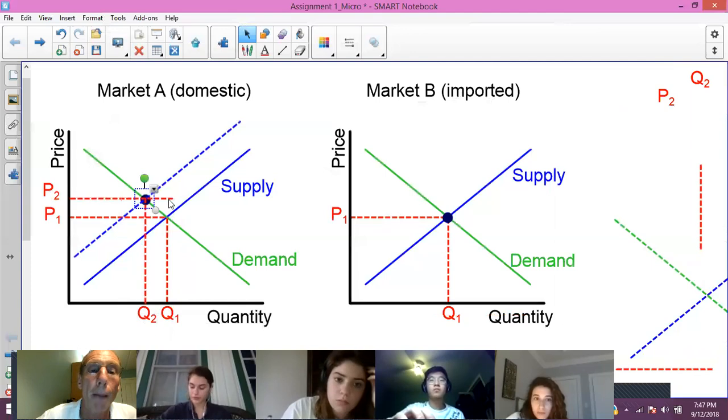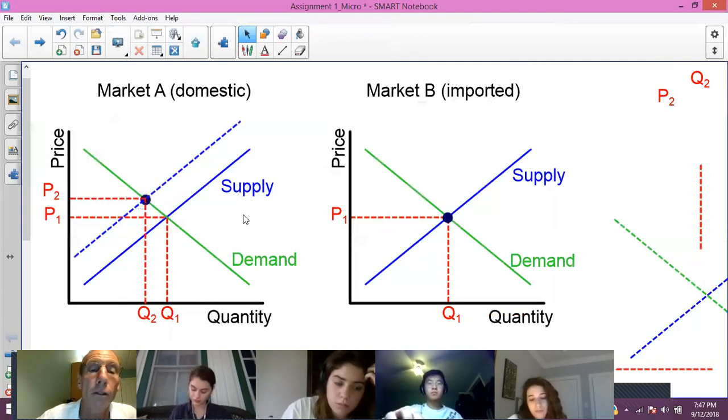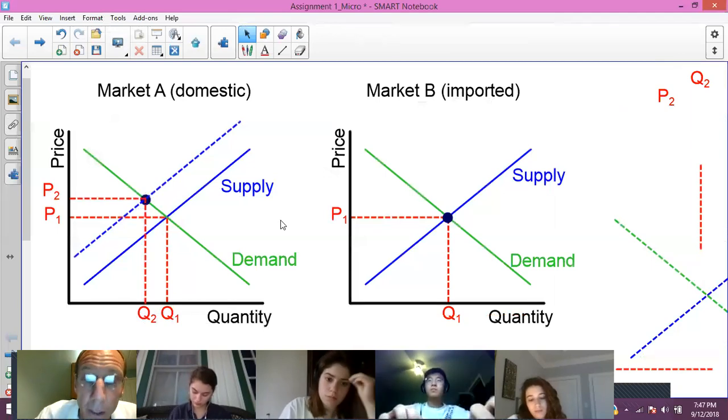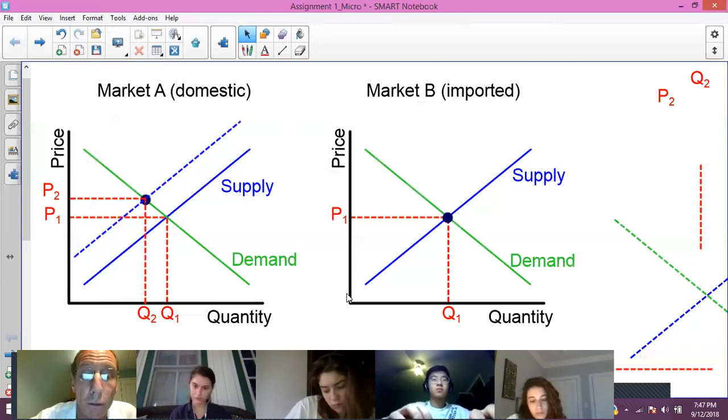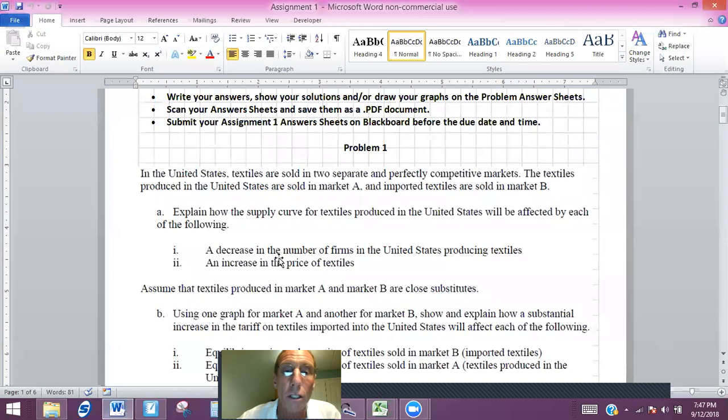So two things happened. You had a shift in the supply because, and now this is important, a variable outside the model. The only two variables in this model are price and quantity. The variable outside the model was just, for whatever reason, firms shut down. Firms in America producing textiles shut down. That's the assumption that we're given right here, okay?